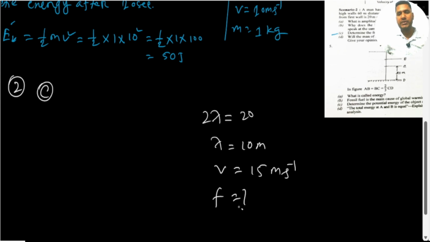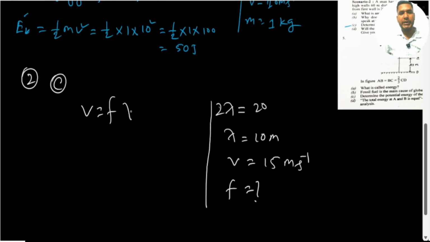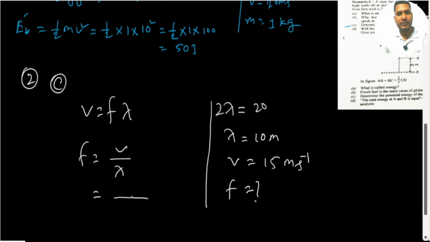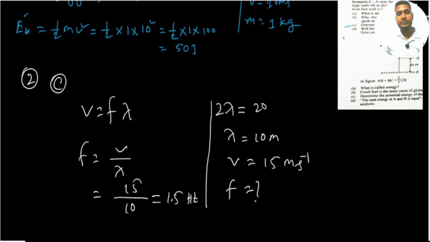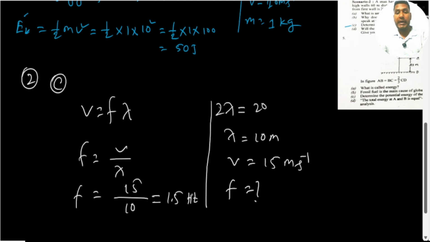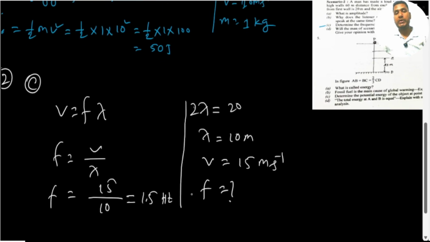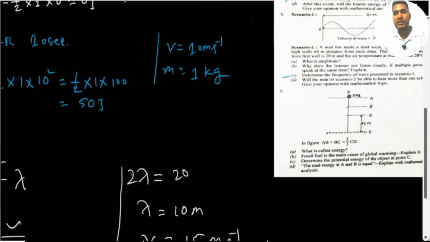Okay, and what is the frequency? We know the most popular formula, v equals f lambda. So f equals v by lambda. What is the value of v here? v is 15 and lambda is 10. So the frequency will be 1.5 hertz. You must write down the unit, otherwise 1 mark will be deducted from your answer. Okay, this is question number C, and the frequency will be 1.5 hertz. And what is the second question? That means question number D.